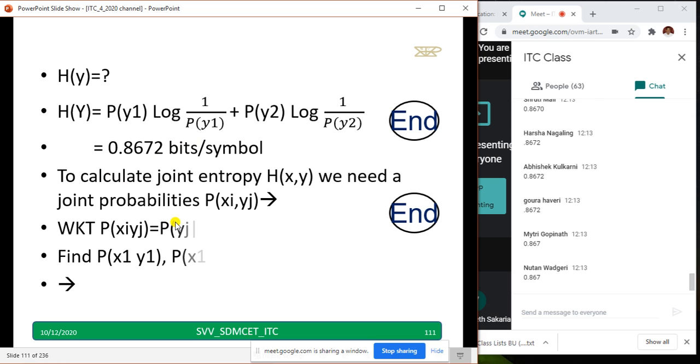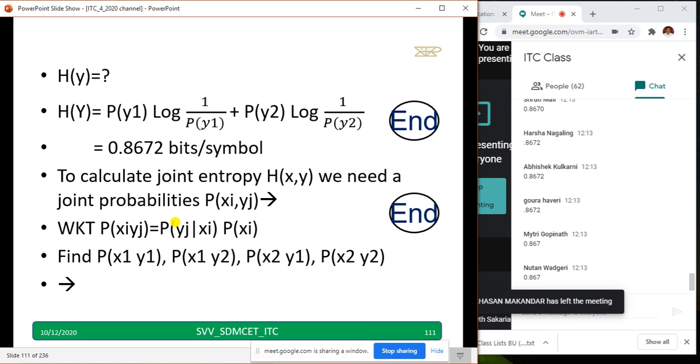We know the equation: the joint probability is given by the probability of y given x into the probability of xi. So now you have to find the probability of x1 y1, x1 y2, x2 y1, x2 y2. The equation is known to you, I have given it just now. Make use of these equations and find the joint probabilities. The probabilities of xi, x1, x2, x3 are all known to me, and the conditional probabilities are also known to me. Simply I have to find the joint probabilities.